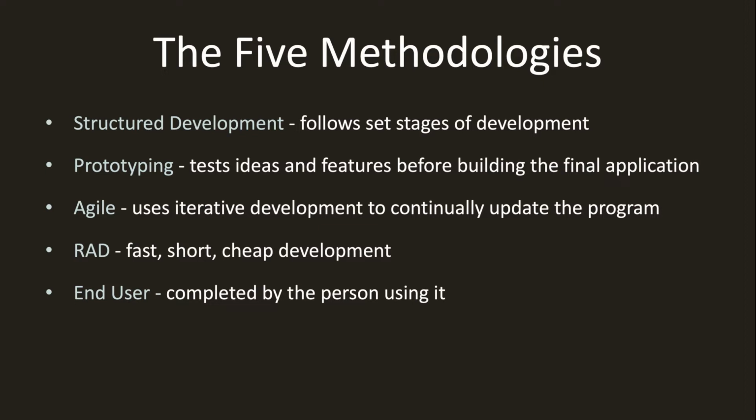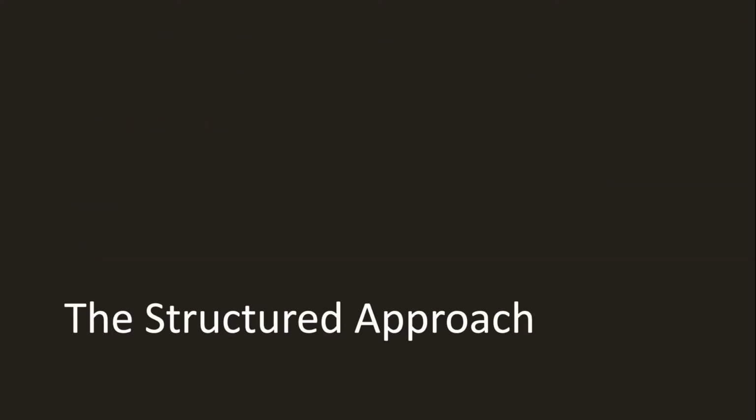Agile is probably the new hotness. It was the new hotness 10 years ago. It is now rapidly falling out of favor as its ideologies have largely been ignored and it's been used more as a tool for management. We'll look at rapid application development, or RAD, fast, short, cheap development, and then end user, which is what's used when you want to build something for yourself. First of all, let's look at structured development though.